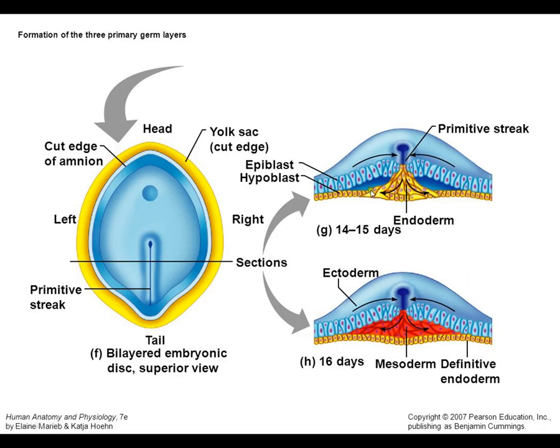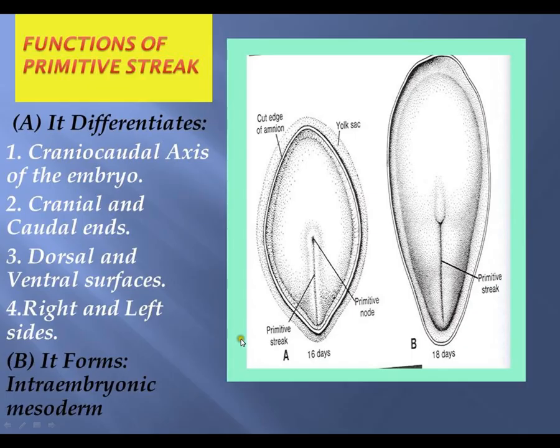Now by the appearance of the primitive streak, the cells proliferate and replace the hypoblastic cells to convert them into the endodermal cell layer. Because of this primitive streak proliferation, the hypoblastic layer is now termed the endoderm, and the epiblastic layer is termed the ectoderm. The proliferating layer appearing in between these two is termed the mesodermal layer.